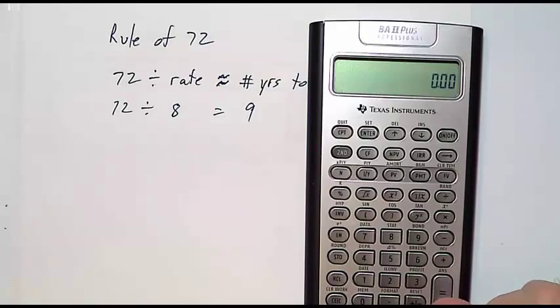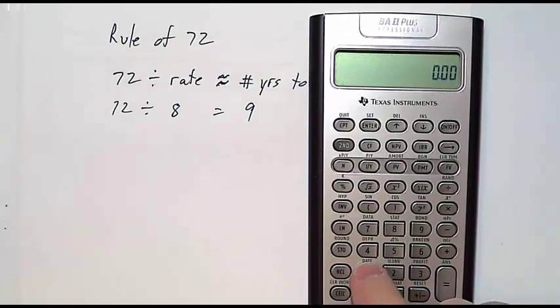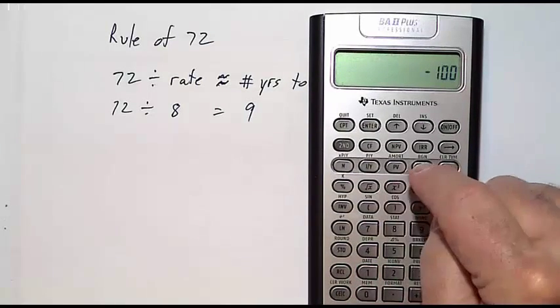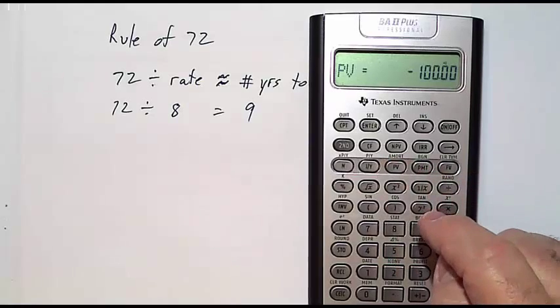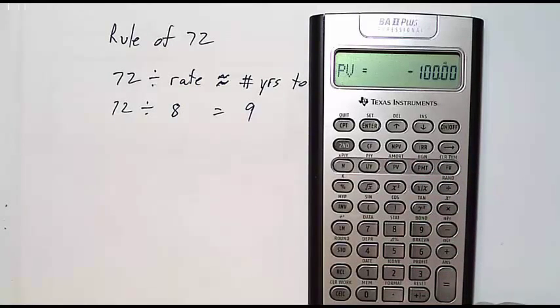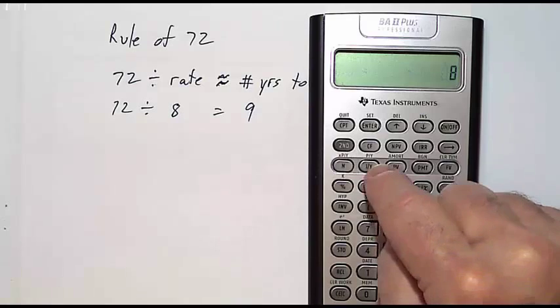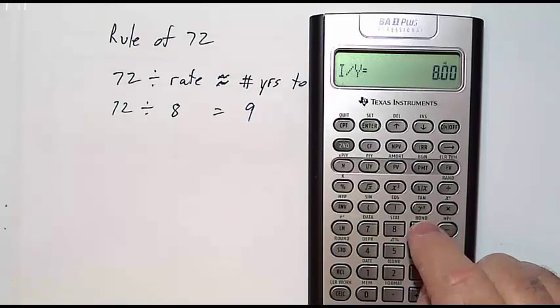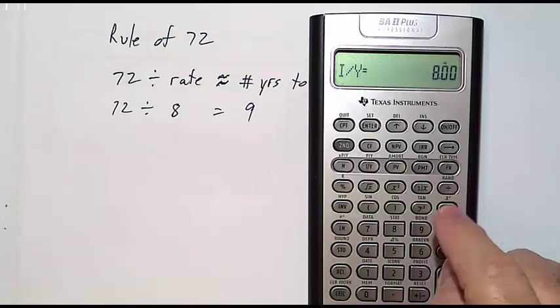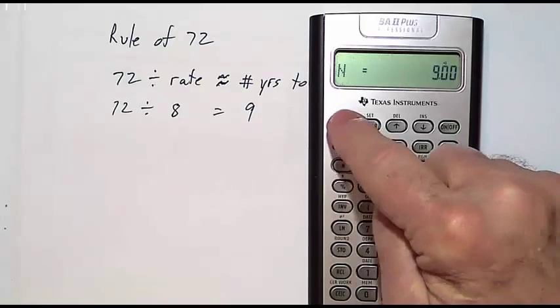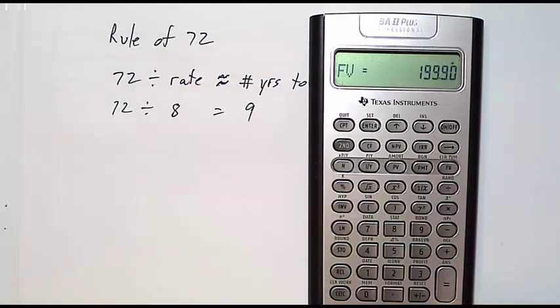So I'm just going to do a little present and future value problem. What if I had 100 as my present value? And if I had a rate of 8%, 8 is my I. And 9 is my n. Compute my future value. And you see that it comes up to not exactly doubling, but pretty close to doubling. So at 8%, it takes about 9 years for it to double.